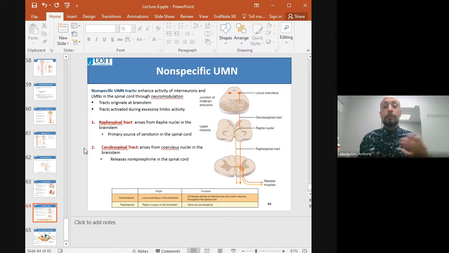Remember, serotonin was for arousal levels, epinephrine was for fight or flight. So once this happens, these tracts will cause baseline neuromodulation of the spinal cord to affect how sensitive, how hyperpolarized or depolarized all the lower motor neurons are. Does that make sense, everyone?